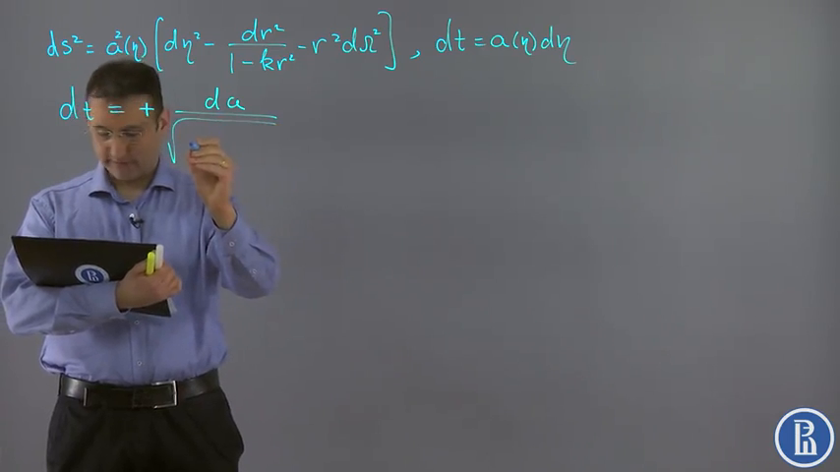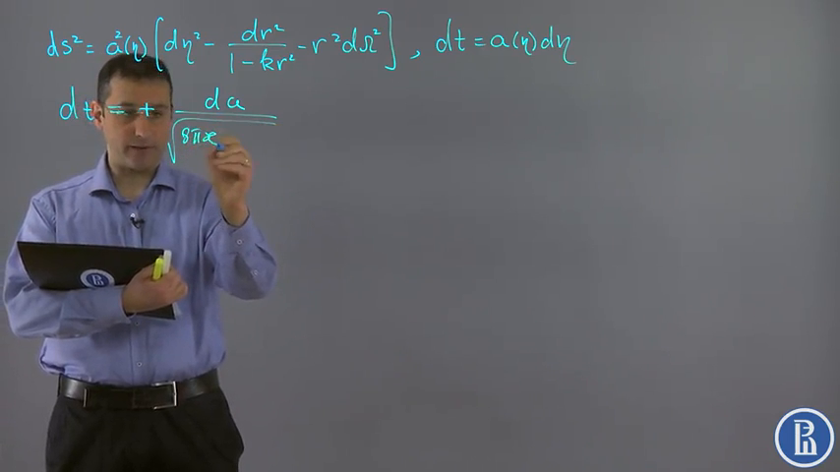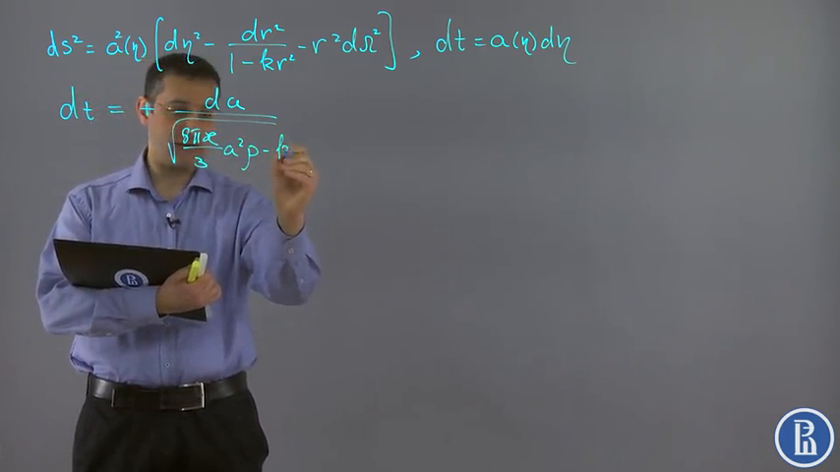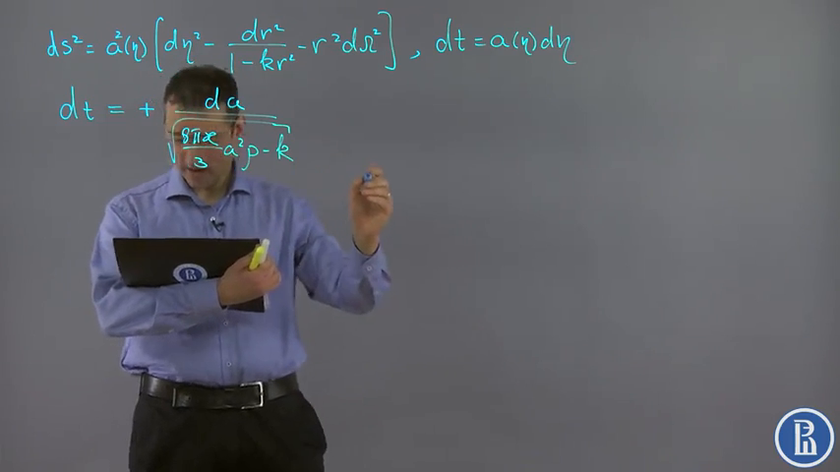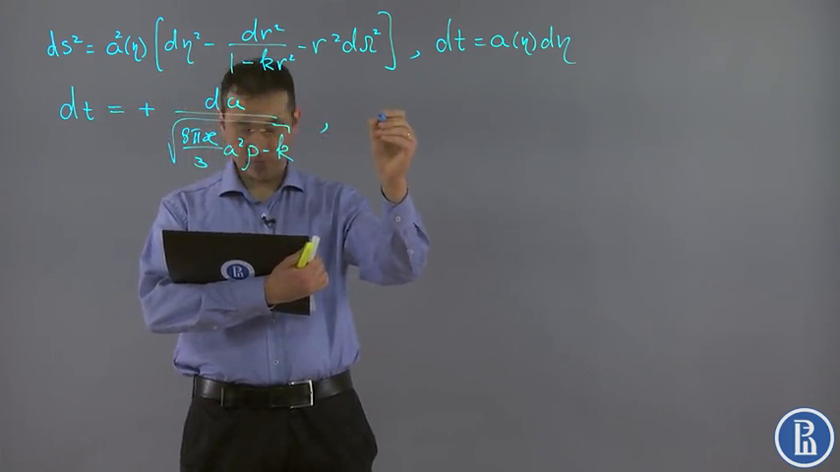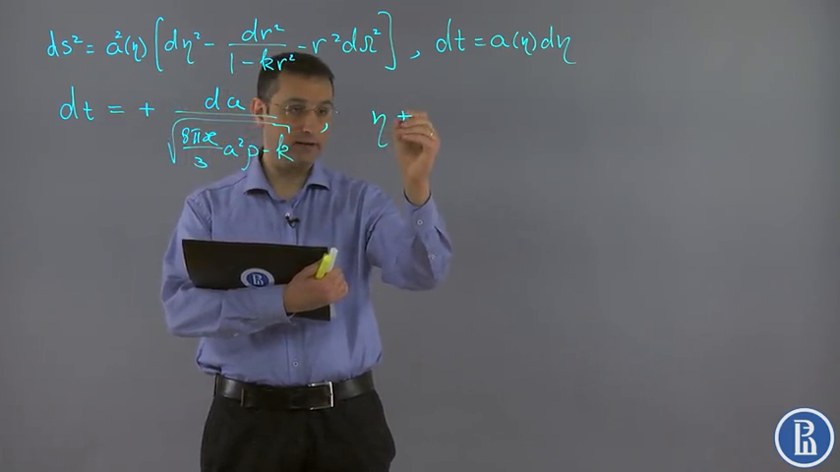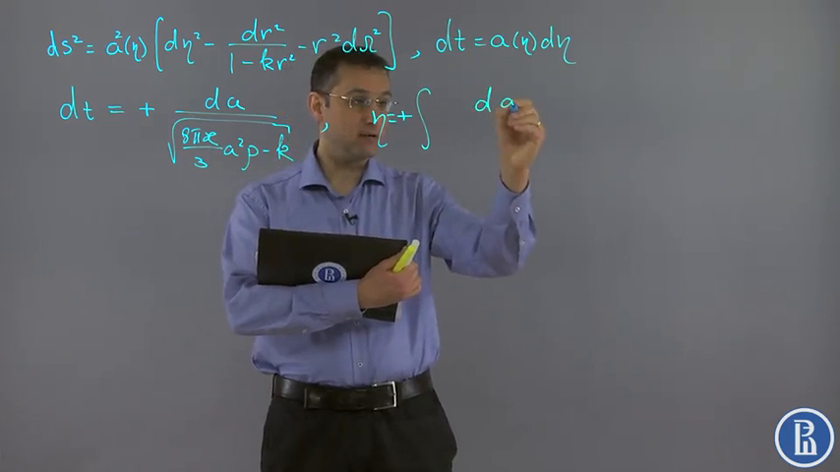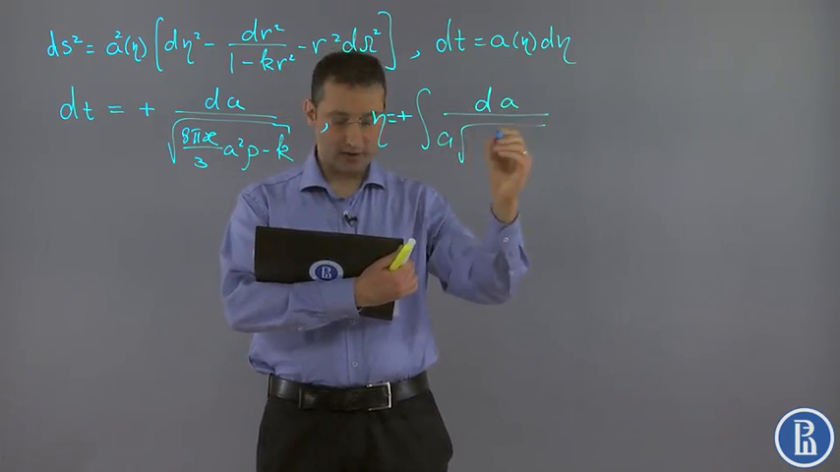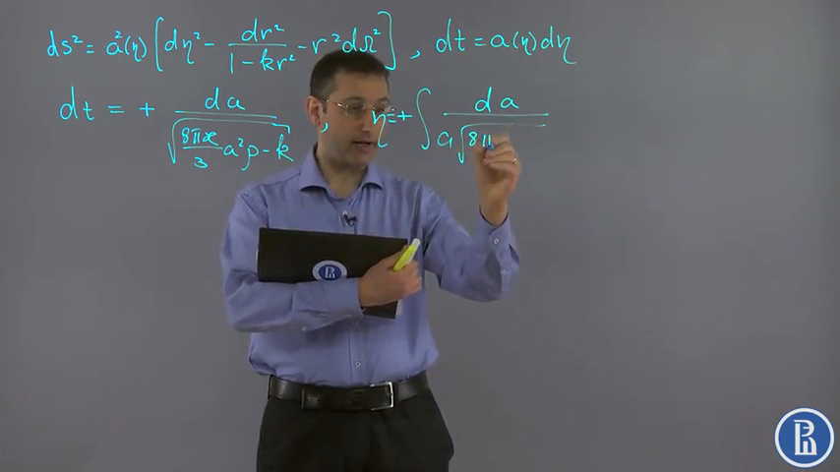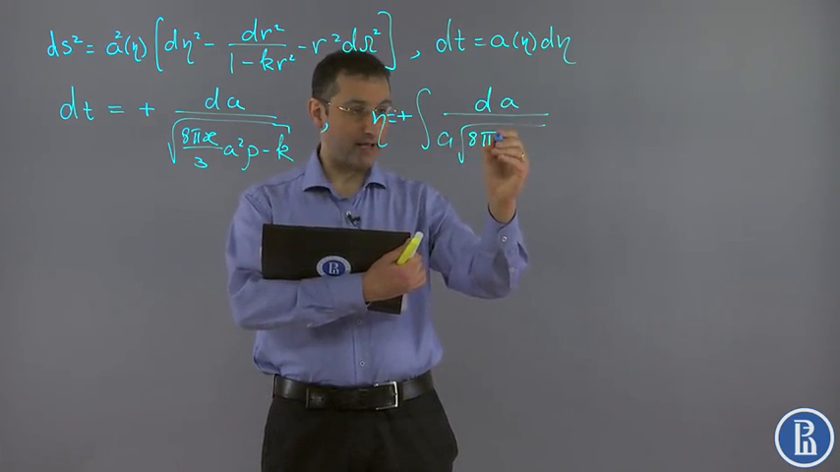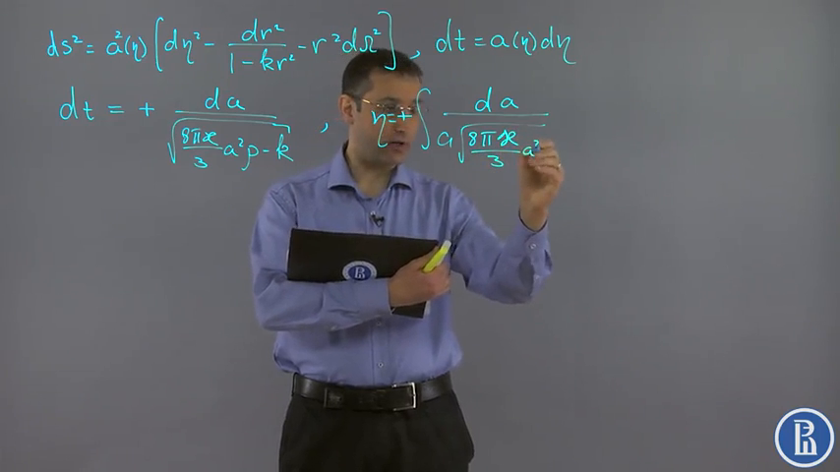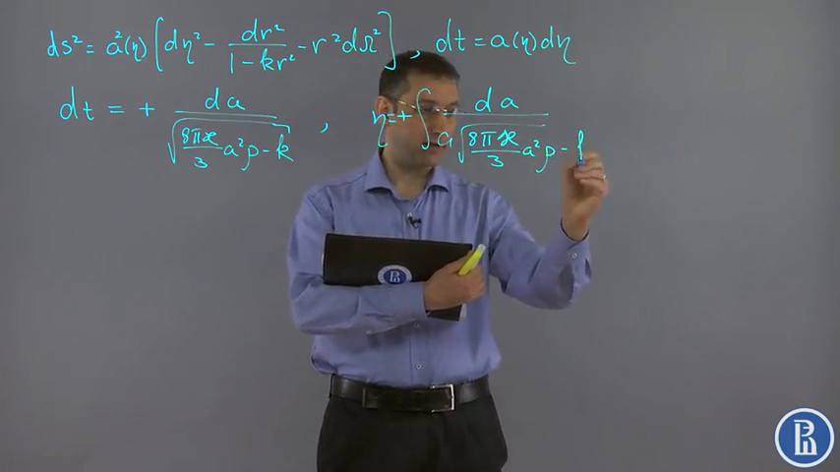dA over the square root of (8 pi kappa over 3 a squared rho minus k), and also hence to the plus sign for the eta, d eta = dA over a times the square root of (8 pi kappa over 3 a squared rho minus k).